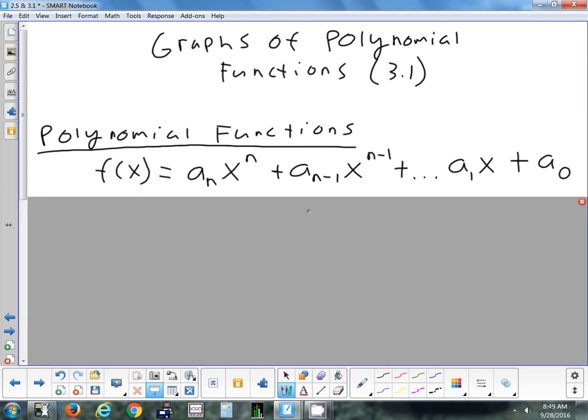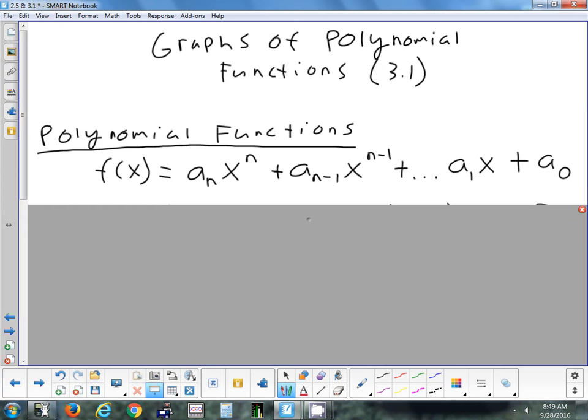And the other thing is the graphs are always nice and connected. Okay? You can get from any point to any point on a polynomial without ever picking up your pencil. You can't do that with all graphs. Okay? We've seen some graphs that are in separate pieces. Okay? Not polynomials. They're always nice and connected.